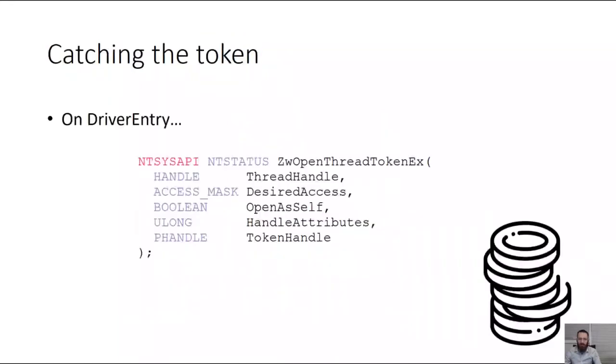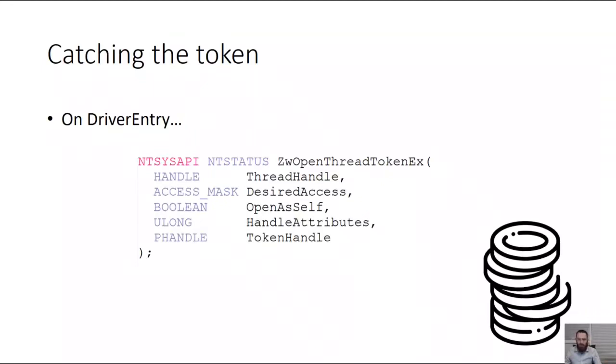So after catching the IRPs, we need a way to identify whether the thread that generated the IRP runs in a privileged process. We do it by calling ZwOpenThreadTokenEx. We can grab the token and we can check if a privileged user owns it.